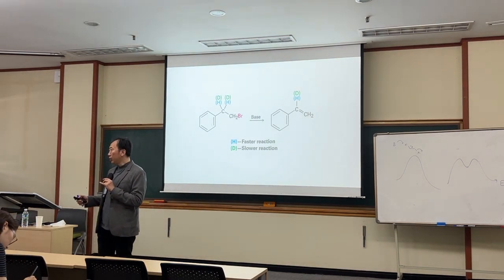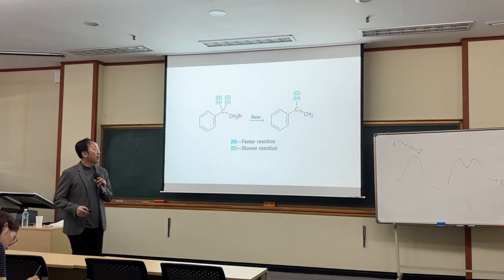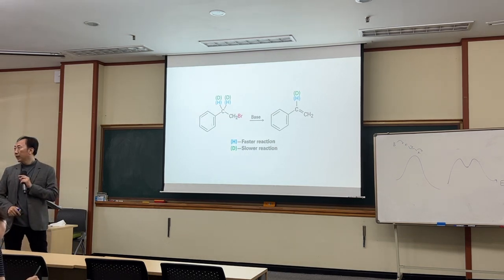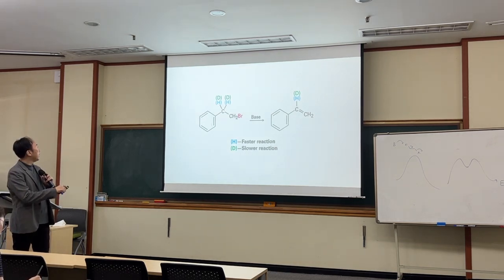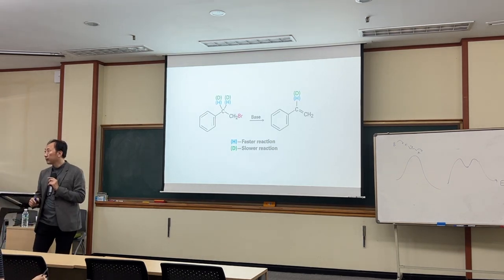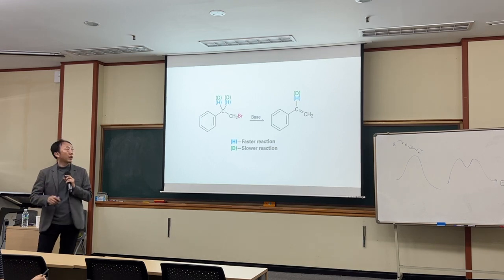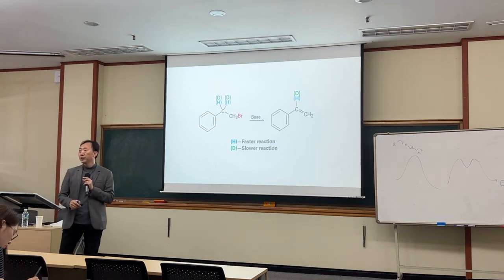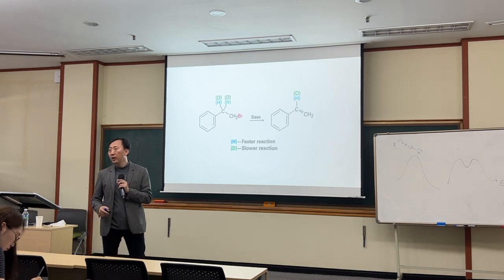But if there is an E2, the base attacks here and then cleaves this side. Then the cleavage of the D-C bond and the H-C bond is different. H is lighter, so H cleavage is faster than D cleavage. This kind of effect is called the isotope effect.